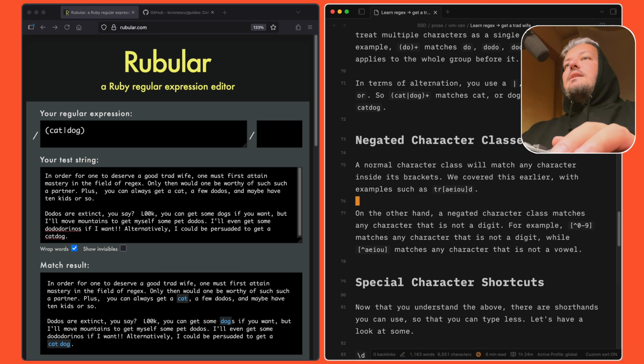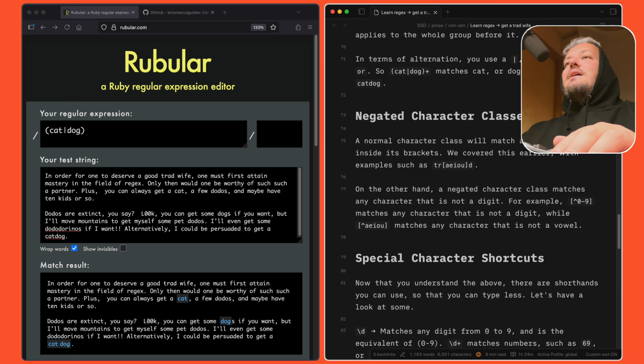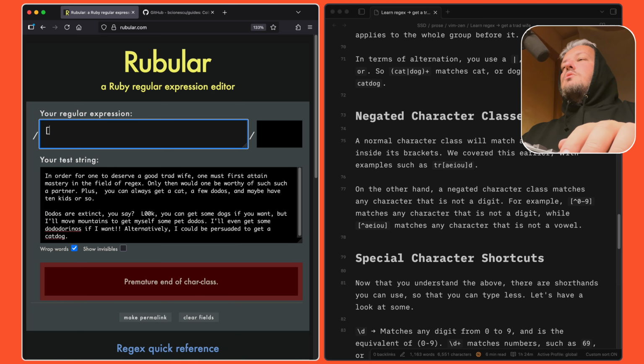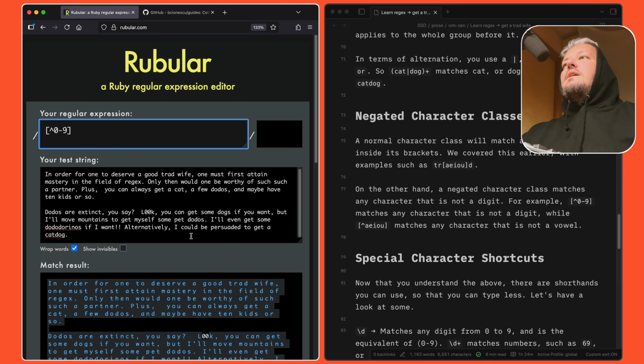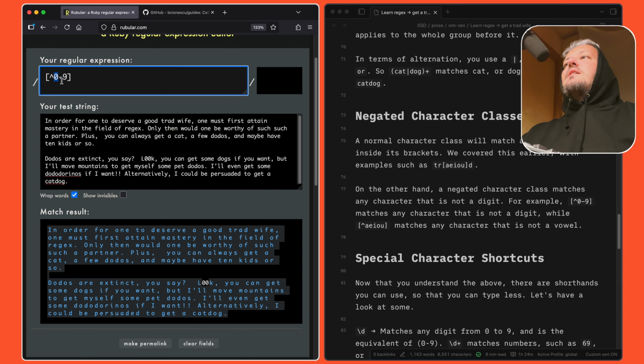On the other hand, a negated character class matches any character that is not in the set. So for example, we can do caret, say 0, like that, right? What we're saying here is match anything that is not a digit. So in this case, it matched everything except for the digits.